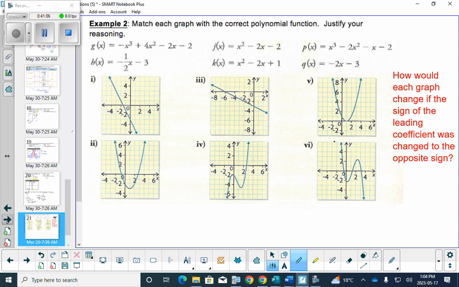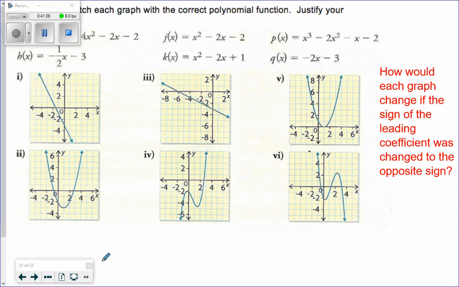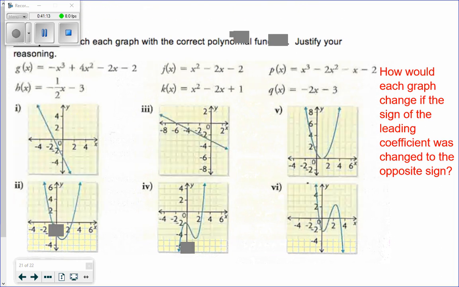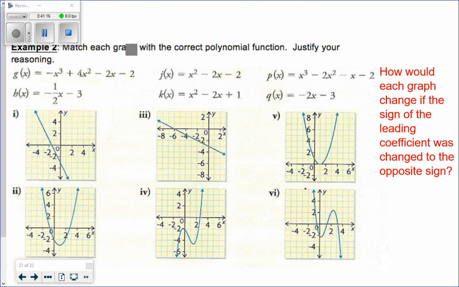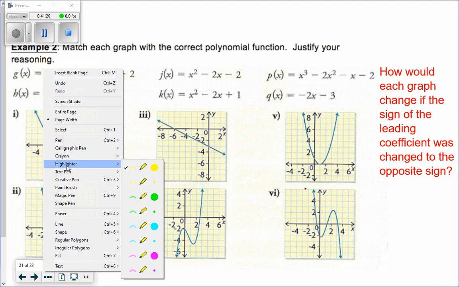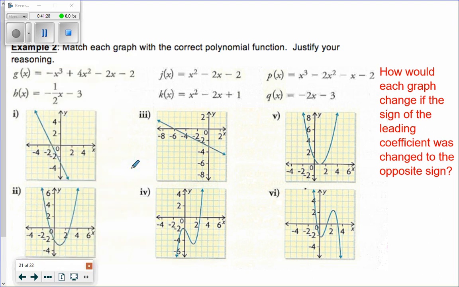Okay, so here's a little question. It's matching. Okay, we love matching. Now, let's see if you can do it without plugging them in on your calculator. Okay, so let's start with the lines. Which two equations are lines? H and Q.